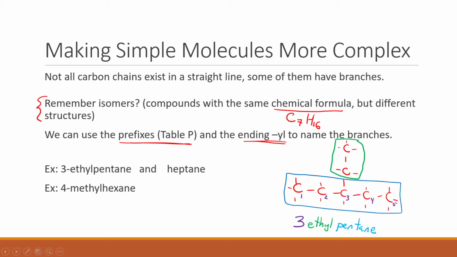Branches only have single bonds? Yes, for us, when we're looking at branched carbons here, we are not going to have any branches with double bonds or triple bonds. They can exist, but we are not going to see them.